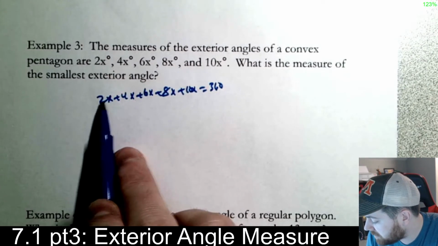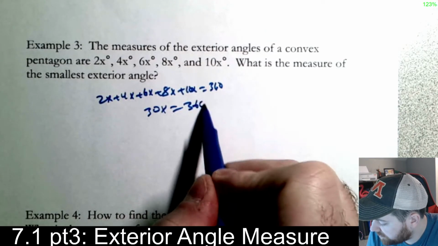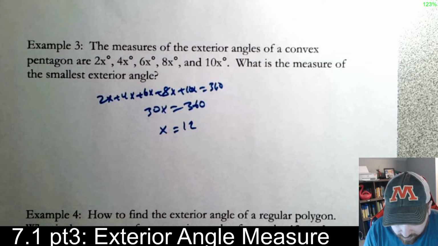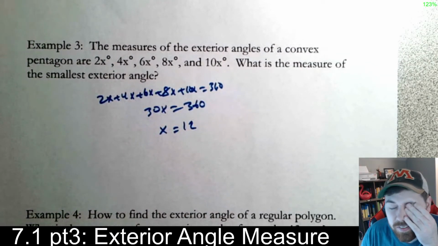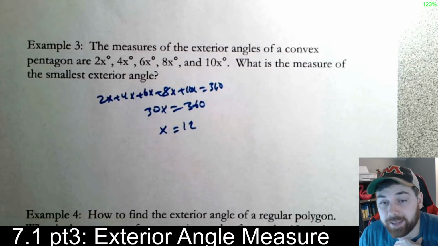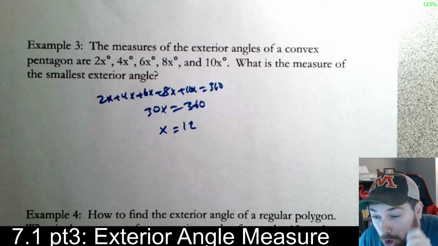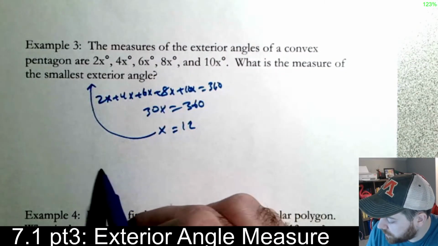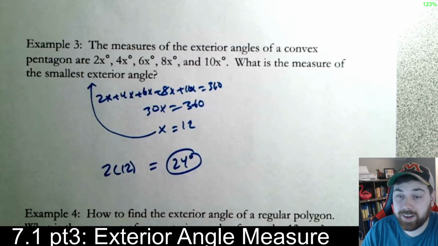Combine like terms, we have 6, 12, 20, 30. So x is 12, I think. I don't want to butcher this and lie to you. Yeah, x is 12. Now, the worst part on the test, half of you put 12. Break my heart. Okay? The question is: what is the measure of the smallest? So we need to take this and plug it back into the smallest one, which is 2x. So we have 2 times 12, which is 24 degrees. That would be your final answer.